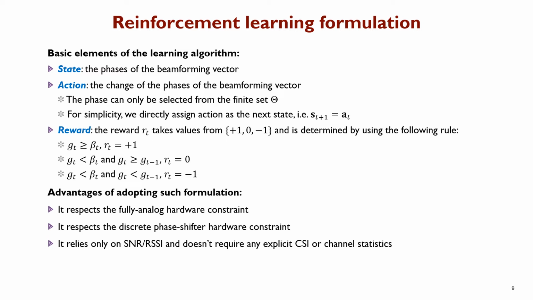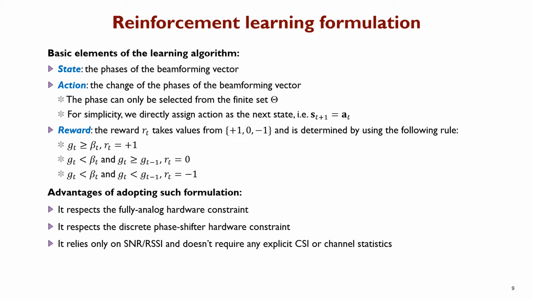The advantages of using such formulation can be summarized as follows. First, it respects the fully analog hardware constraint because we directly learn the phases of the beamforming vector but not the beamforming vector itself. Second, it respects the discrete phase shifter hardware constraint because we put a constraint on the action where it cannot take any possible continuous values but can only be selected from the discrete set theta.